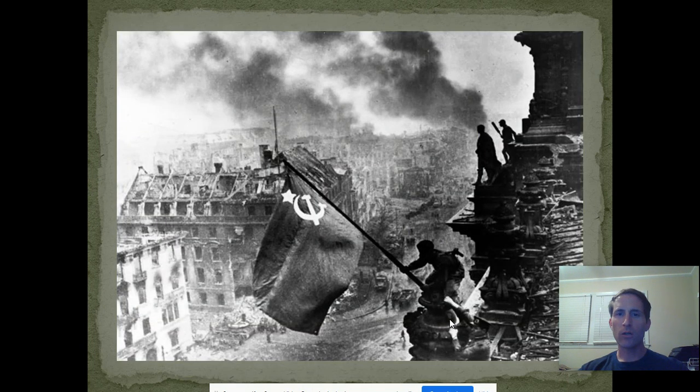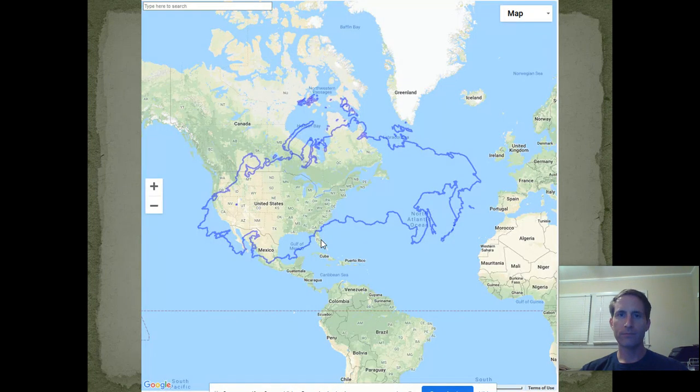So the Soviet Union is going to win. And this is a picture from the city. And you could tell the whole city's destroyed, but they're still flying their flag. So they're basically saying, like, you can destroy us, but you can't take away our will. We're still going to fight on.